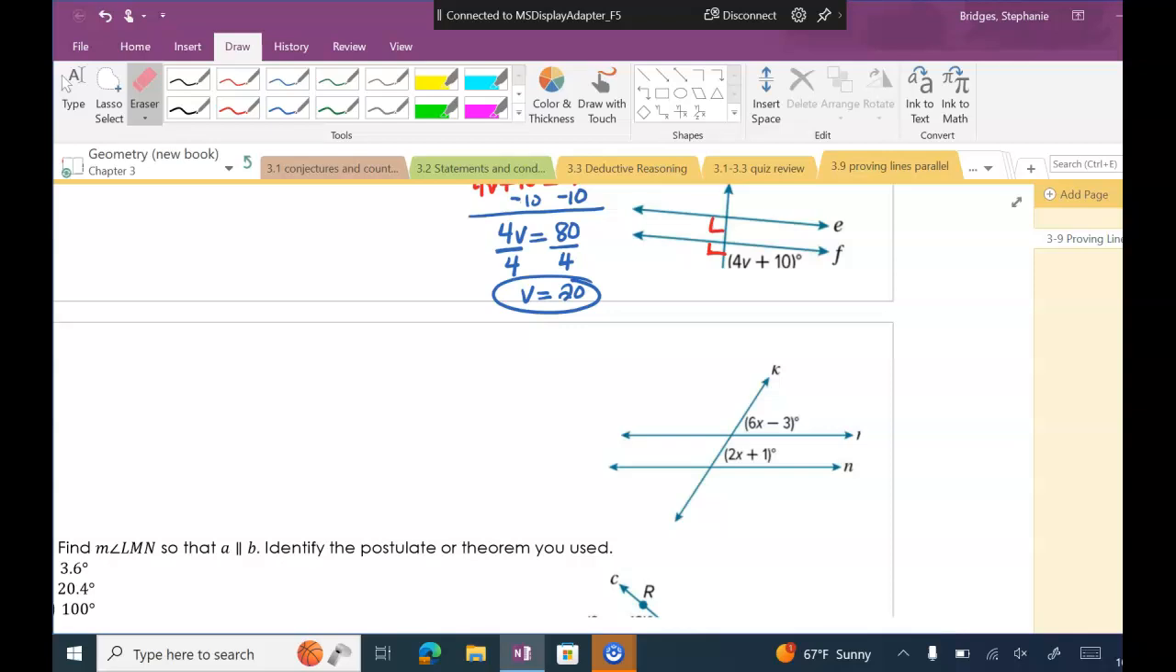Decide what kind of angles they are. Are they corresponding, alternate interior, alternate exterior, same side interior, same side exterior? Or are they vertical, or are they linear? What does that mean? Do they need to be congruent? Do they need to be supplementary?